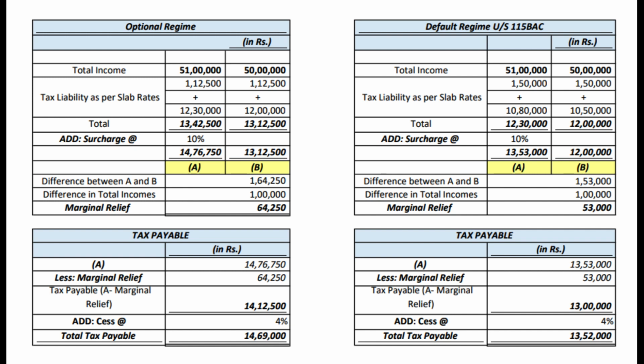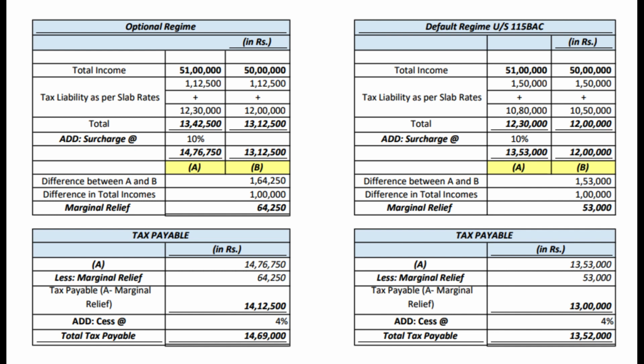Next slab, 9 lakh to 12 lakh. The tax levied will be 45,000. The next slab, 12 lakh to 15 lakh. The tax levied will be 60,000. And this is 15,000, 30,000, 45,000, 60,000. When we sum all these amounts, it will be a total of rupees 1,50,000.